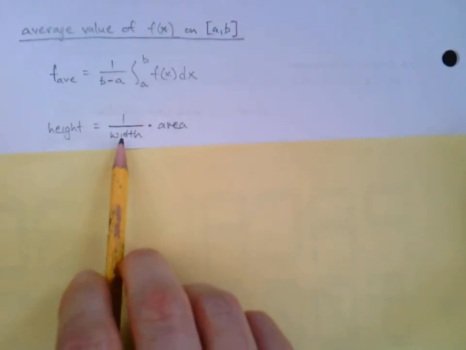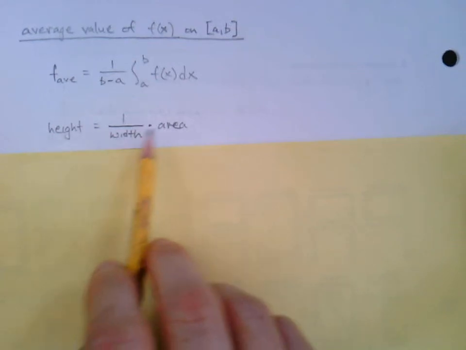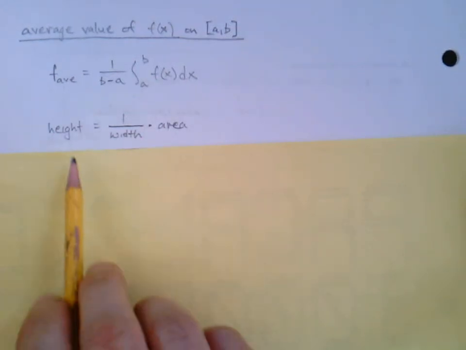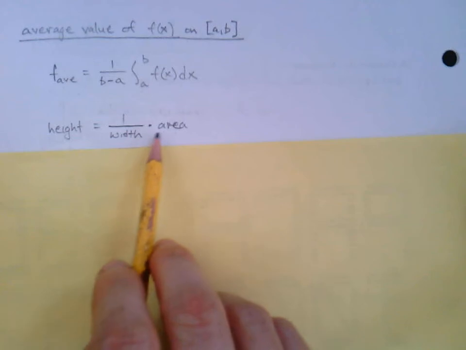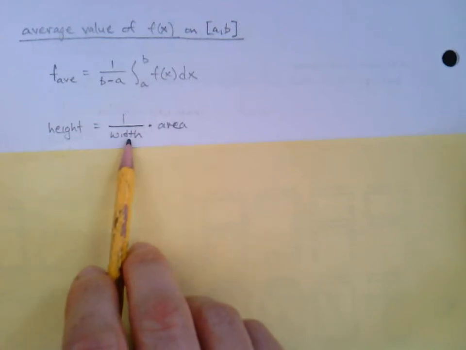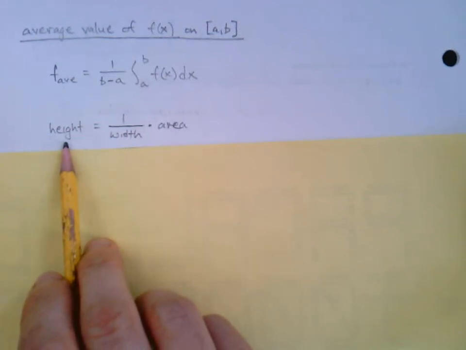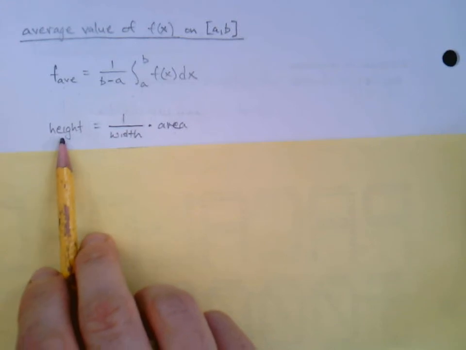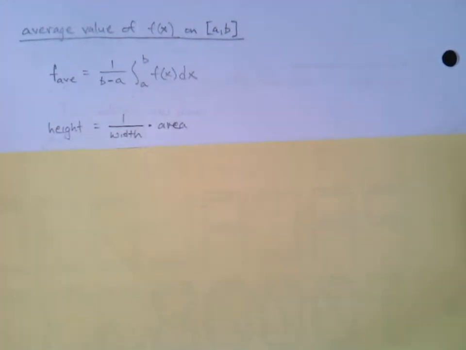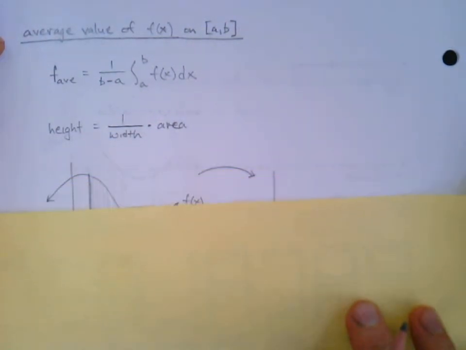Well, that makes sense. Isn't height times width equal to area? So if I divide by that width, like area divided by width, think of a rectangle. Wouldn't I have the height of the rectangle? Okay, that's really weird. Let me make sense of it with a drawing, then we'll do an example.